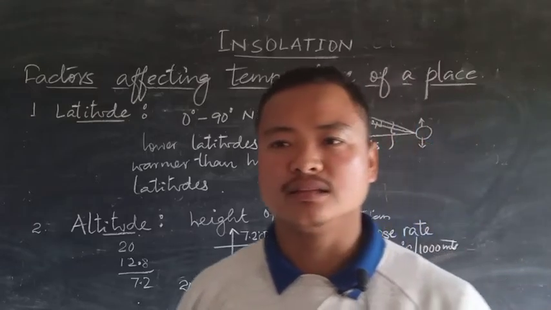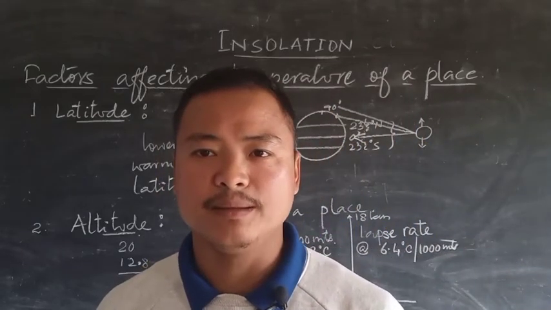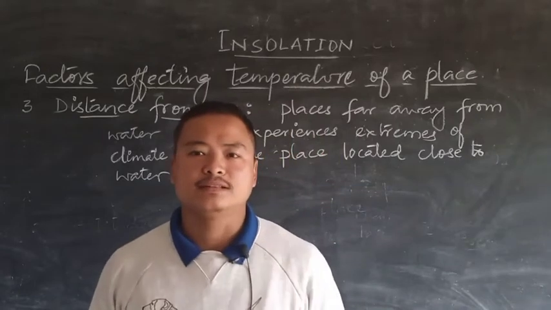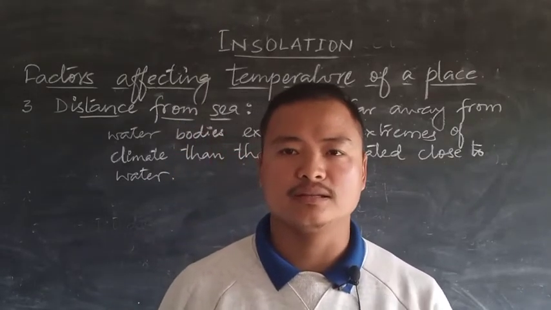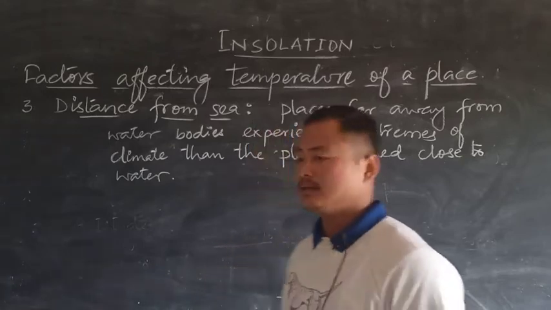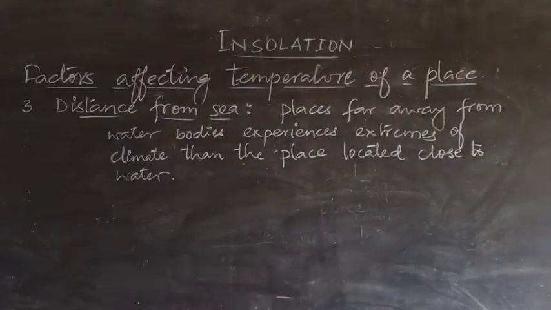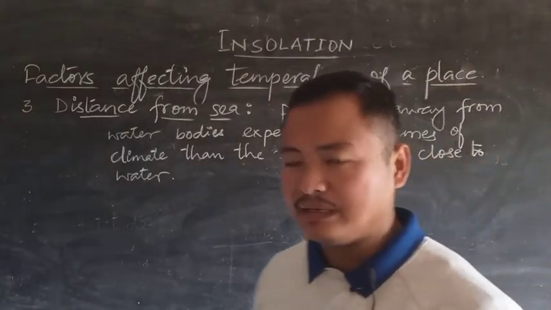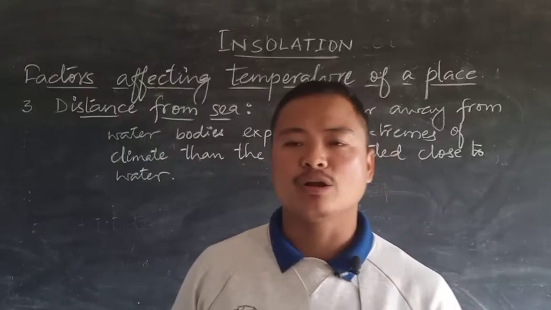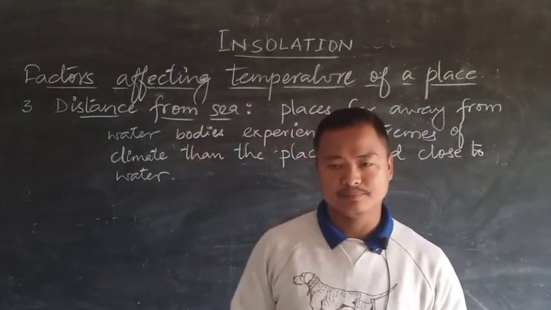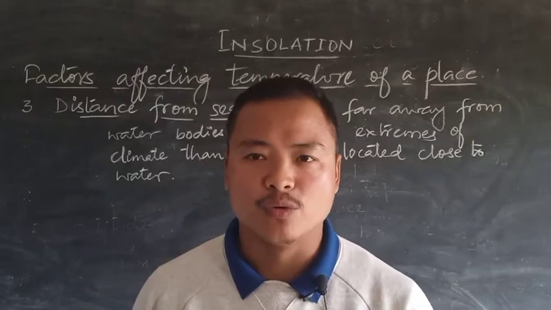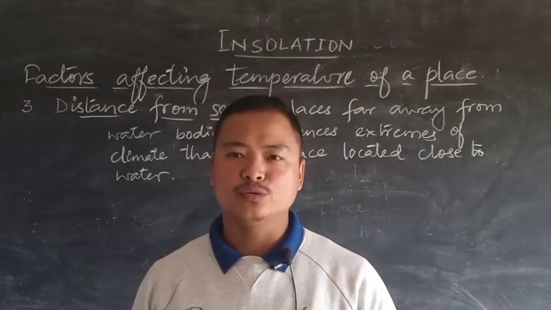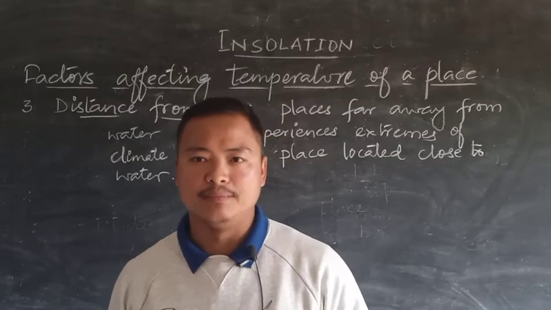Now let's discuss the third factor that affects the temperature of a place. The third factor is distance from the sea, or water bodies. Here it's written that places far away from water bodies experience extremes of climate compared to places located close to water bodies. What it means is that water, because of its differential heating compared to land, heats and cools much slower than land masses.